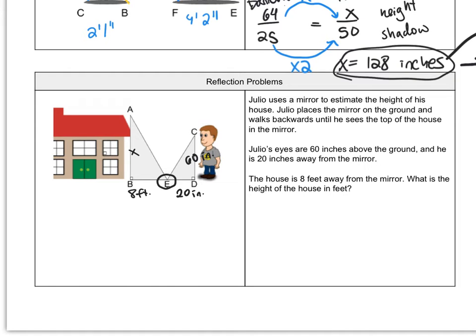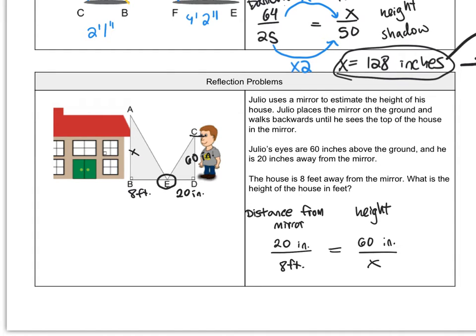So with a reflection problem like this, you're going to compare the distance from the mirror to the height of the object. So Julio is 20 inches from the mirror, and his height is 60 inches, or that's the height to his eyes right here, because we want to measure up to your eyesight, your eye line. The house is 8 feet from the mirror, and we don't know its height. So there's our proportion. This is another simple one to solve because 20 times 3 is 60. That means I want to multiply 8 times 3, and that's going to tell me that the height of this house is 24 feet. And that was calculated without rulers or tape measures or anything, just measuring the distance from a mirror.